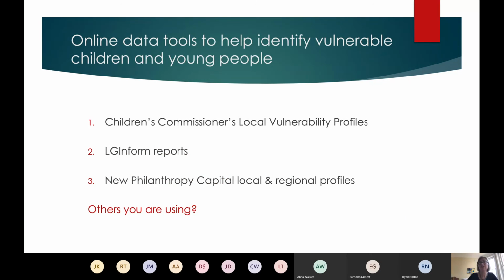Now, a quick look at some of the data tools. There's three that I was going to mention, and I'm going to focus mainly on the first of these because I think it's the most useful. I'd love to hear about other off-the-shelf tools that you may have found.